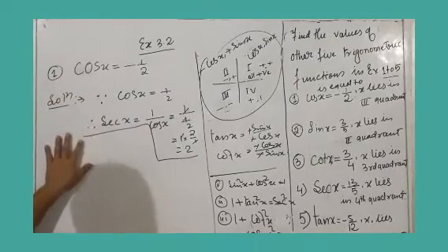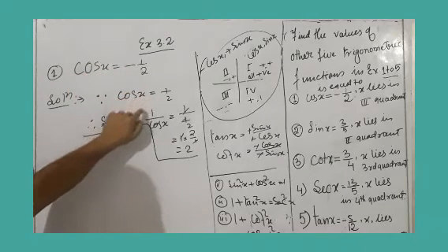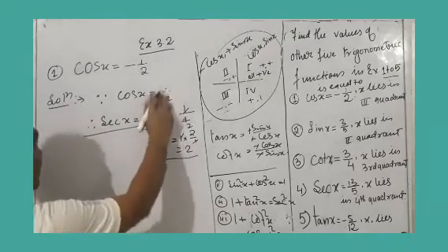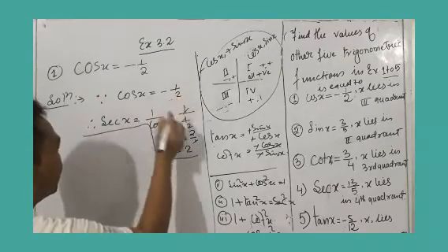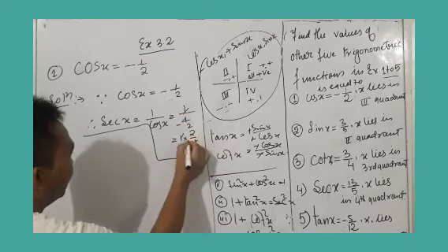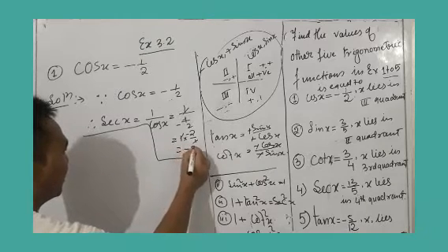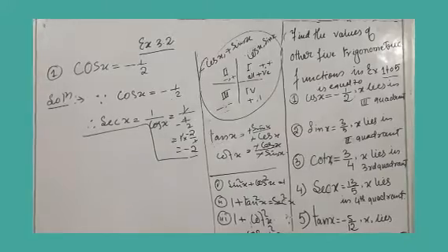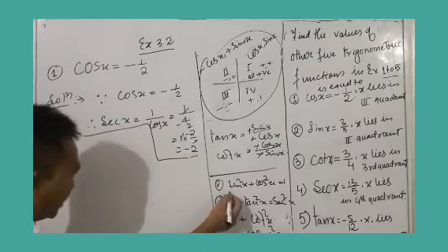As we have come to know, cos x equals minus 1 by 2. Then sec x equals how much? Since it is minus, the minus will come, right? So it will be minus 2. Correct? Is it minus or plus? Okay, minus, yes, correct.